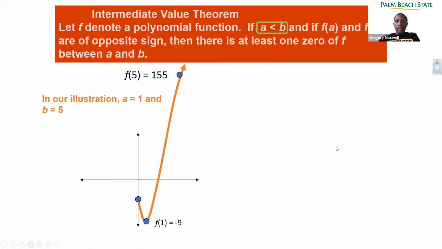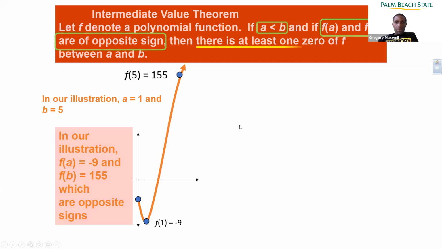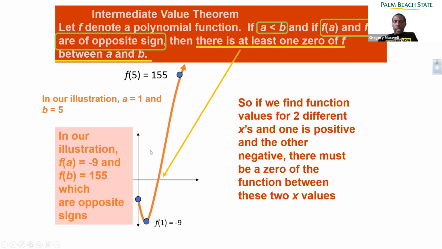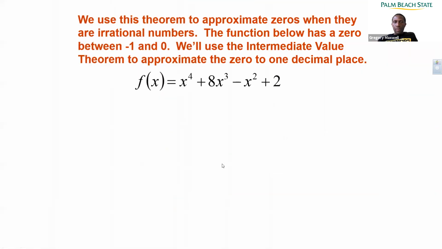So that's what the intermediate value theorem says. Let f denote a polynomial function, and if a is less than b and f of a and f of b have opposite signs, then there's at least one zero between a and b. And all we have to do is just try numbers in between them until we get our result.